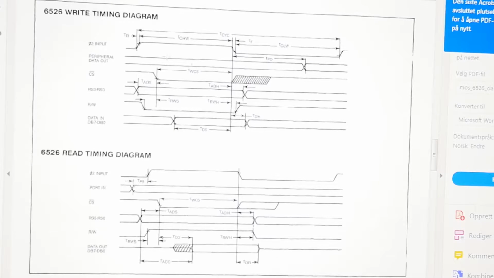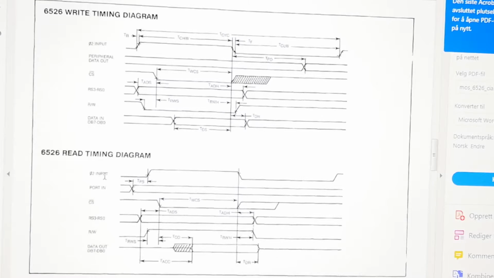So writing is something we have done all the time. We are waiting for a falling edge. Then we check that the chip is selected, and we also check that we are in a write here. And then we also check the address, and we store the data. So that's fine. That's on the falling edge.